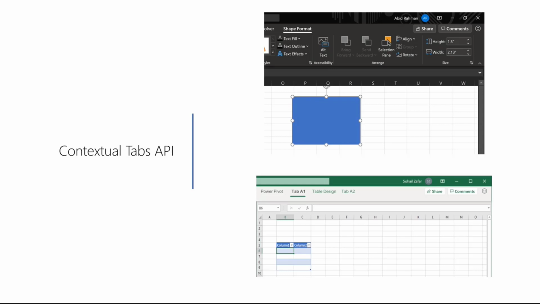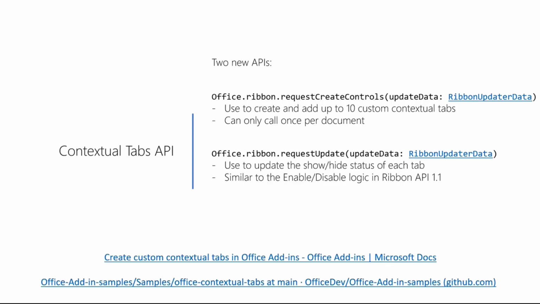As you can see in the bottom picture, you can add your own contextual tabs into the ribbon, based on certain context that the user is in. So how do you actually do this? It's very similar to Enable Disable. We have two different APIs. The first one you use to actually create and add those custom contextual tabs. So this is all done through the API.